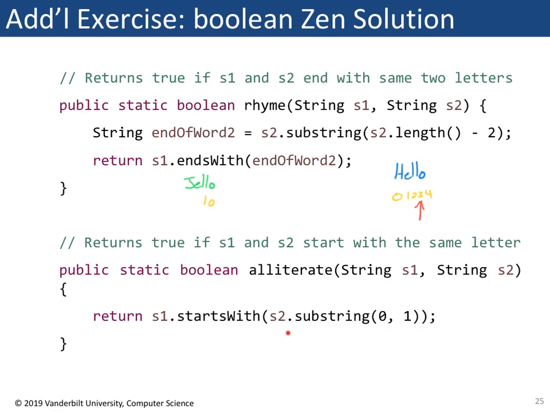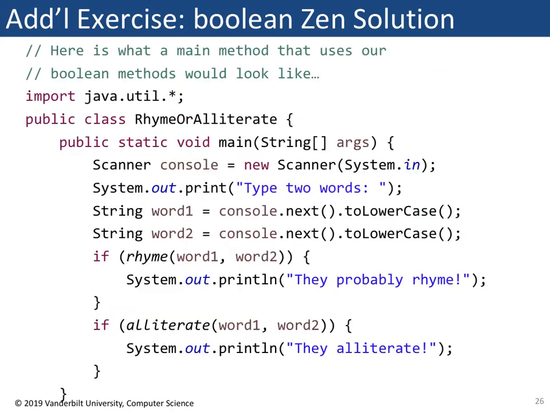So s2.substring(0, 1) is just the letter H. And then we are using the built-in method of the string class, startsWith, which is very similar to the endsWith method. So we are evaluating if S1 starts with H. If that evaluates to true, then this method will return the value true for whether or not these 2 strings are alliterative. And if they do not start with the same letter, then it will return the value false. And this is exactly what we want. This works perfectly.